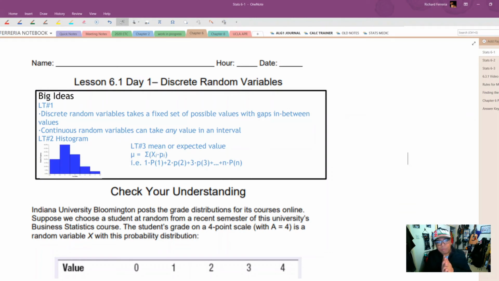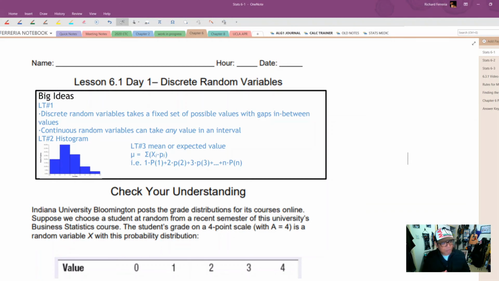Continuous random variables can take on any value in an interval. So if my interval is from 1 to 4, then my continuous random variable could be 2.3 or maybe 3.111. Those all have a possibility of being an outcome.